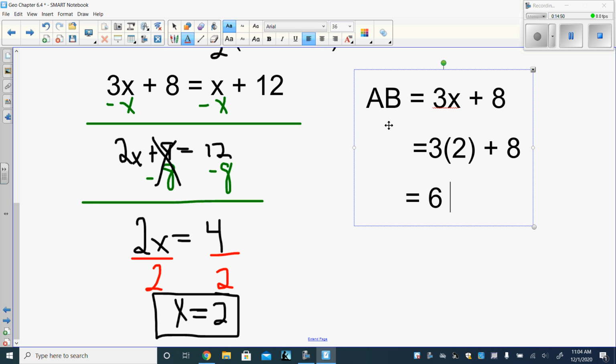Well, 3 times 2 is 6. And 6 plus 8 will tell me that AB is equal to 14. So the length of AB for this problem here is 14.